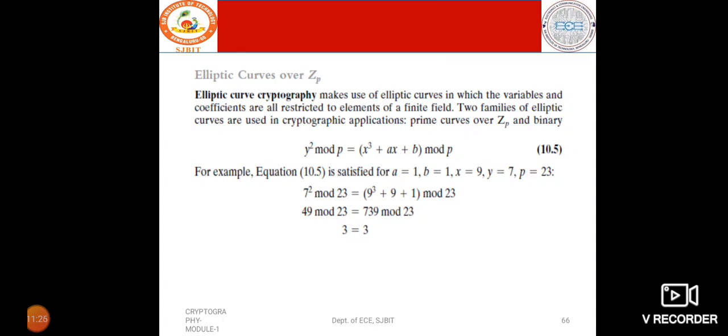These are prime curves over Zp and binary curves over GF(2^m). For a prime curve over Zp, we use a cubic equation in which the variables and coefficients all take on values in the set of integers from 0 through p minus 1, and in which the calculations are performed modulo p. For a binary curve defined over GF(2^m), the variables and coefficients all take on values in GF(2^m), and the calculations are performed over GF(2^m).